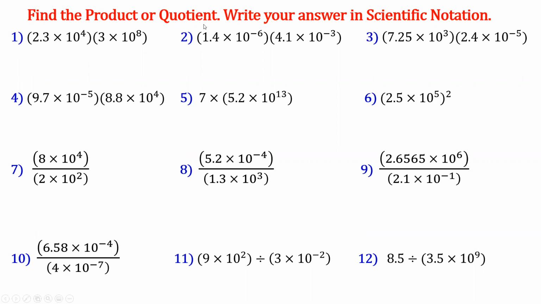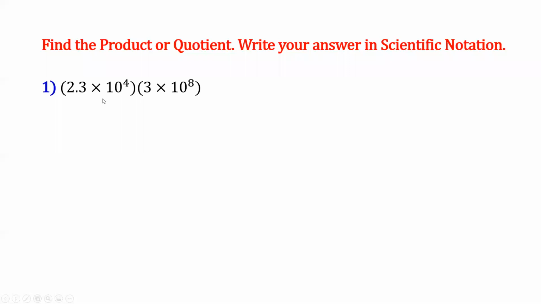And the quotient means the answer to a division problem, such as number seven. When you have a fraction bar, that means we're dividing. And then they also want us to write our answer in scientific notation. I'm going to do a couple of the multiplication problems and a couple of the division problems. Let's go and begin by looking at number one.